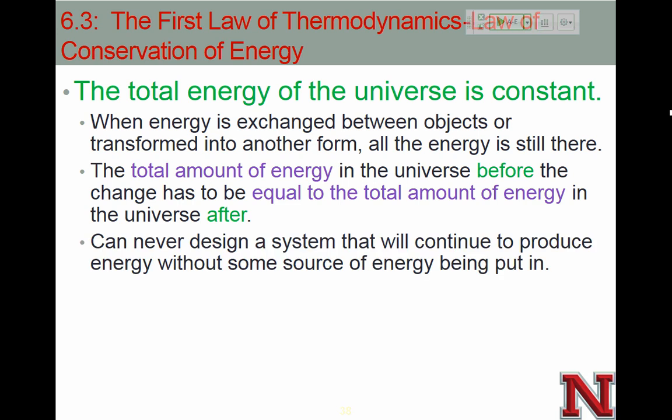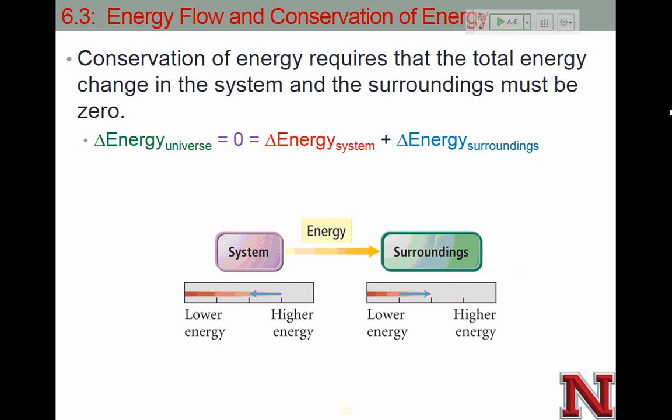We can't design a system that will continue to produce energy without some source of energy being put in it. When we're talking about combustion, you're like, well, we're producing energy in combustion. Yes, by burning fuel. It didn't come from nowhere. That came from a chemical reaction. So something can produce heat, but it produces heat from the transfer of other energy. So that's key. We're not actually producing something from nothing.